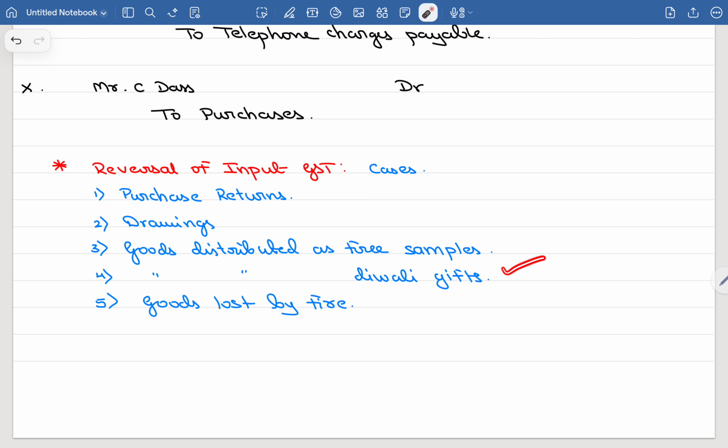Goods distributed as Diwali gifts, you have to reverse the input GST. And the last case is goods lost by fire or theft. In these 5 cases only you have to reverse the input GST. This we have seen in the introduction topic, journal entry topic.